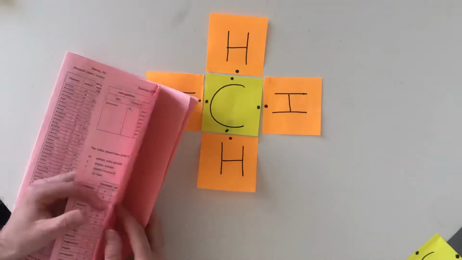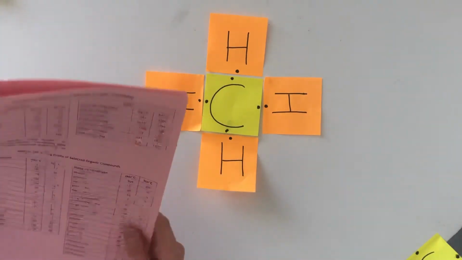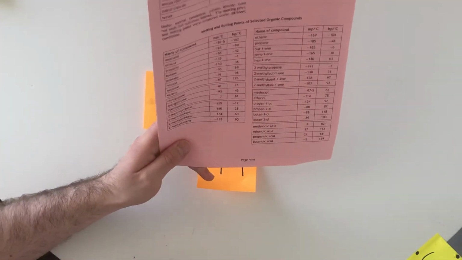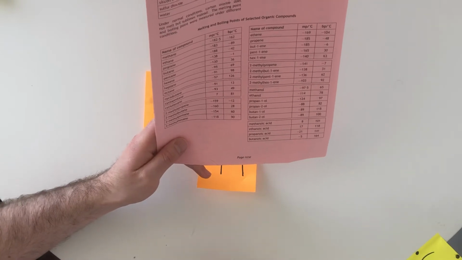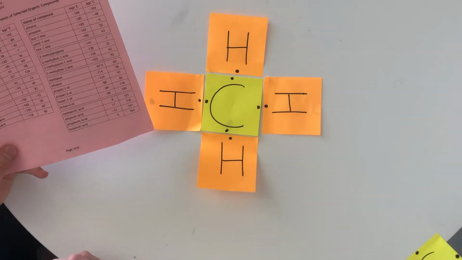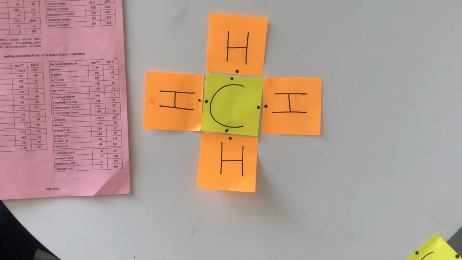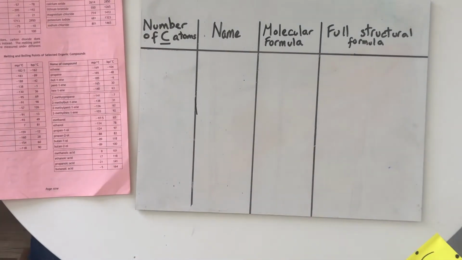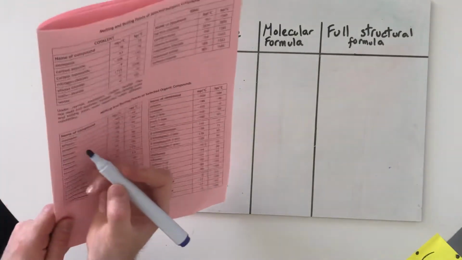So if we go to page 9, you'll actually see a list here of 8 compounds, all ending in the 3 letters A-N-E, ane. And the first one you see here, methane, this is methane, CH4. So we have a look at this table now. We're going to think about the structure, the name, the molecular formula, depending on how many carbon atoms we have. So if we've got 1 carbon atom, we look at our table called methane.